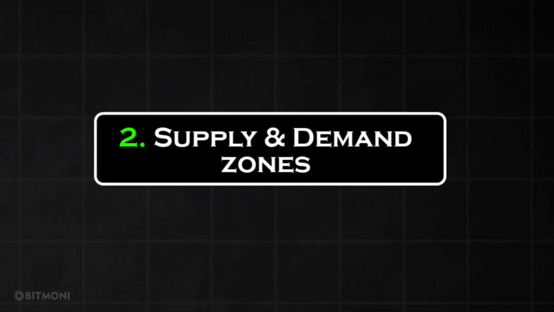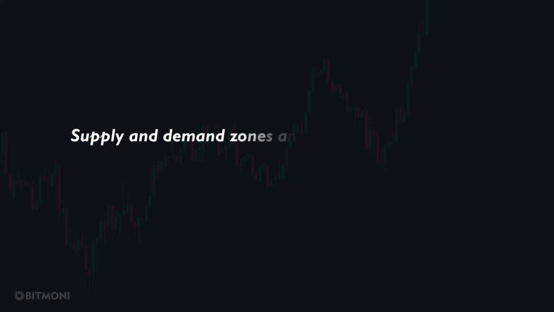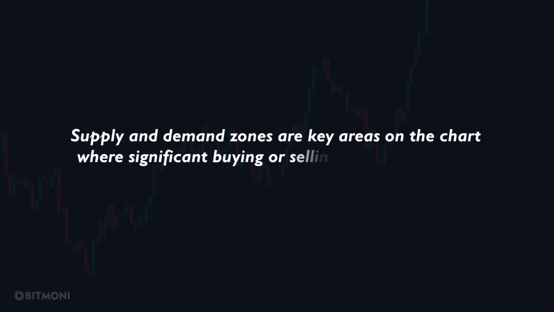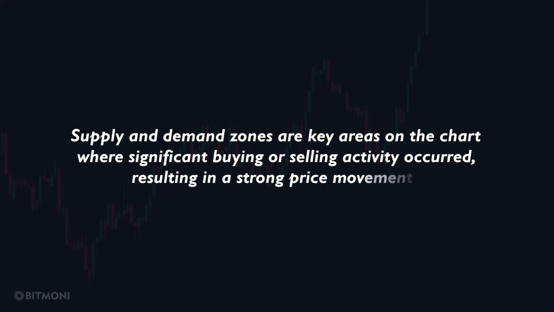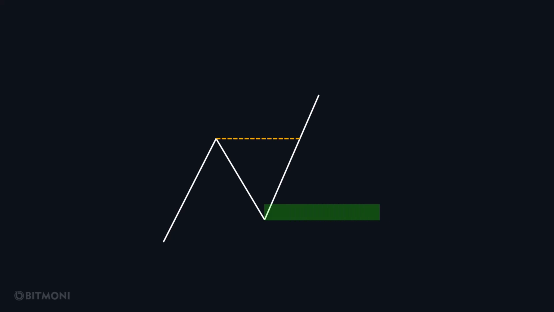The second step is identifying a supply or demand zone. As we all know, supply and demand zones are key areas on the chart where significant buying or selling activity occurred, resulting in a strong price movement. The simplest way to locate these zones is to first identify a break of structure. Then, trace back to the origin of the sharp move that caused that break. In an uptrend, the zone just before the strong upward movement is known as a demand zone.